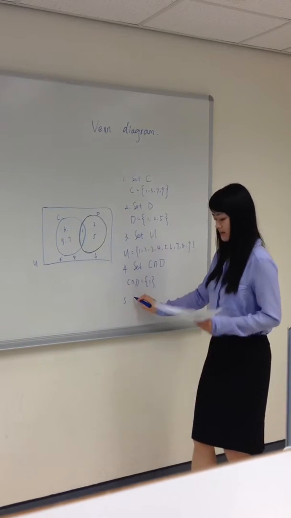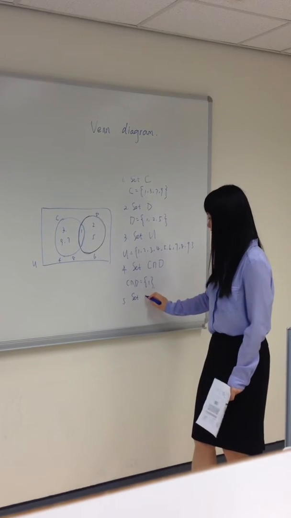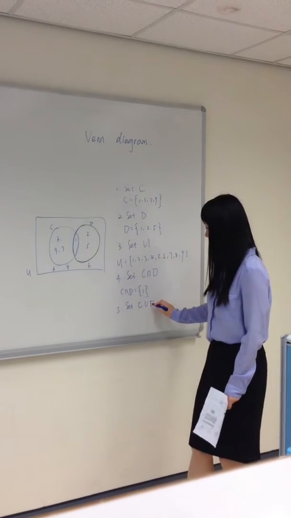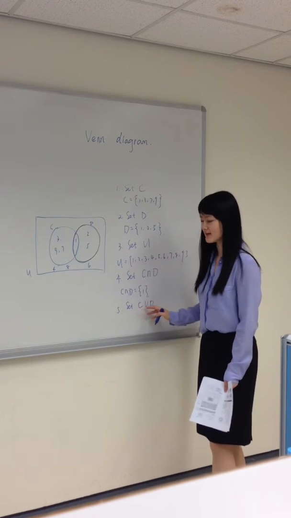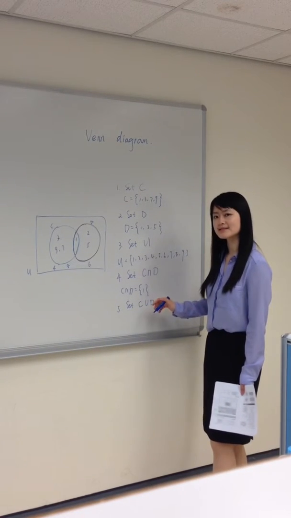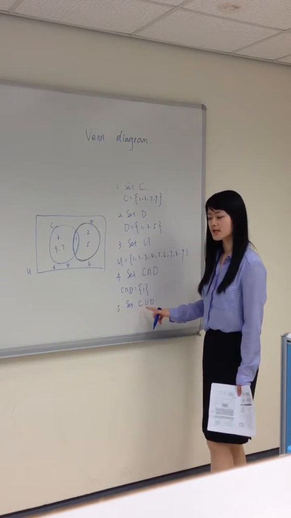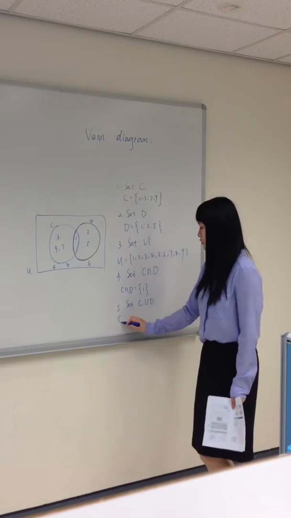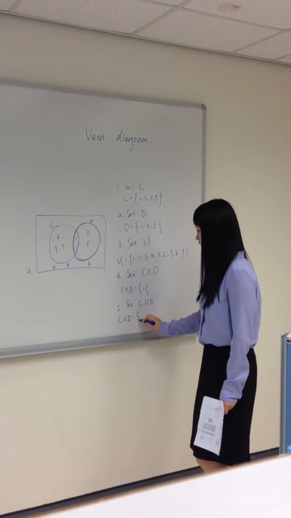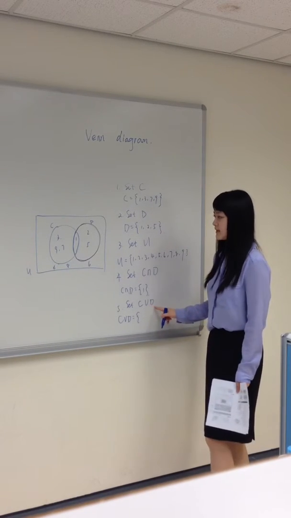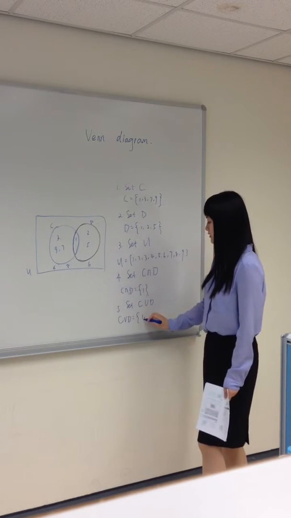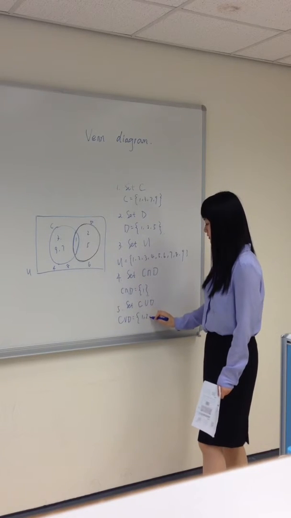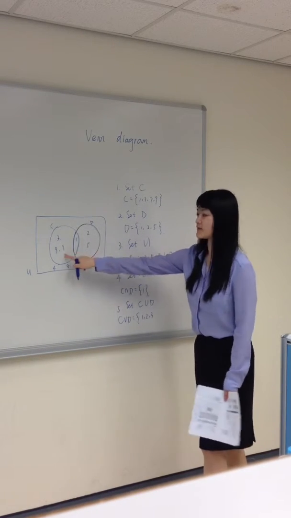Okay, next question is to find the set C union D. That is the union set of set C and D. It means all the elements that belong to C and belong to D will be in the union set here. So we just look for all the elements in C and D. That would be 1, 2, 3, 5, 7, 9.